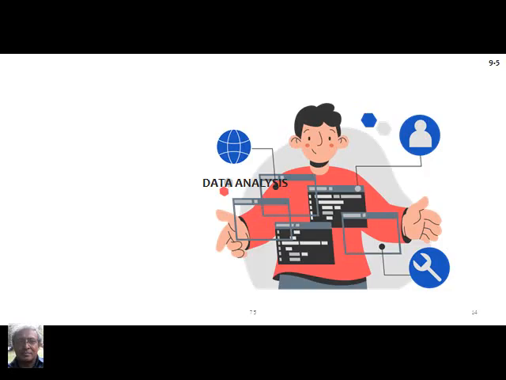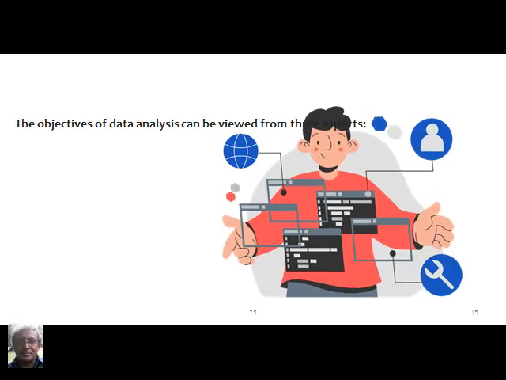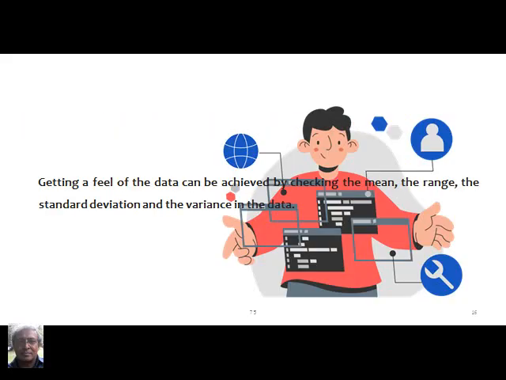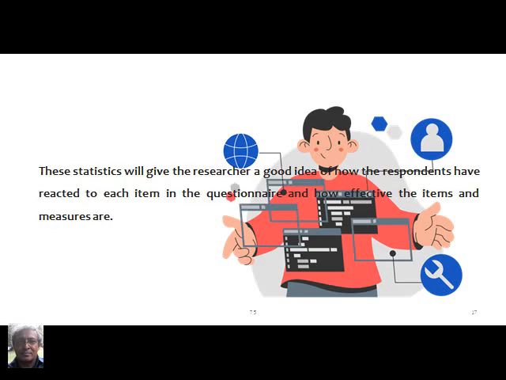Data analysis. The objectives of data analysis can be viewed from 3 aspects: to have a feel of the data, to test the goodness of the data, and to test the hypothesis developed for the research. Getting a feel of the data can be achieved by checking the mean, the range, the standard deviation and the variance in the data. These statistics will give the researcher a good idea of how the respondents have reacted to each item in the questionnaire and how effective the items and measures are.